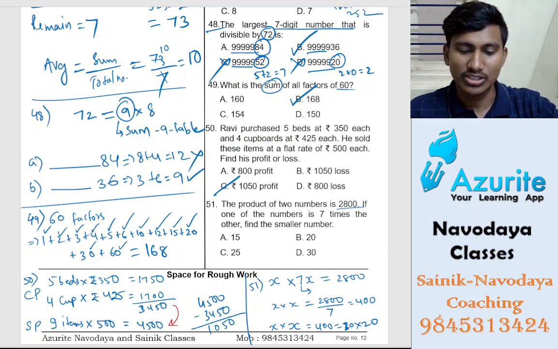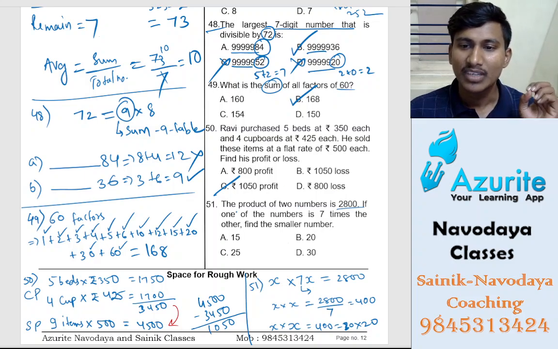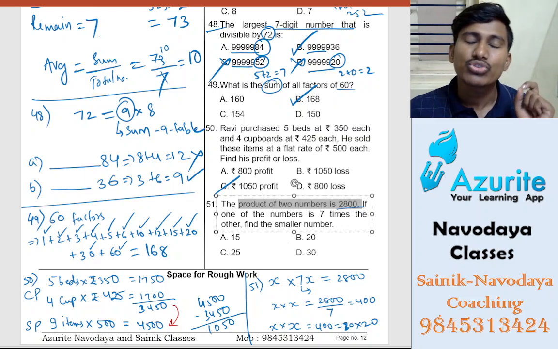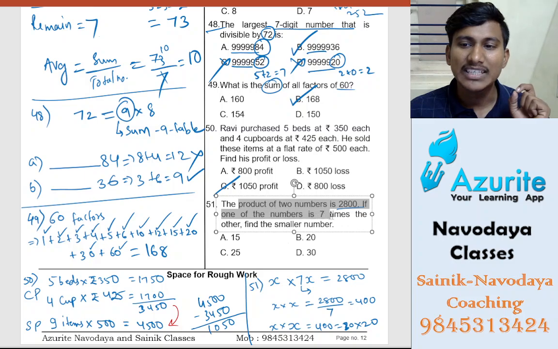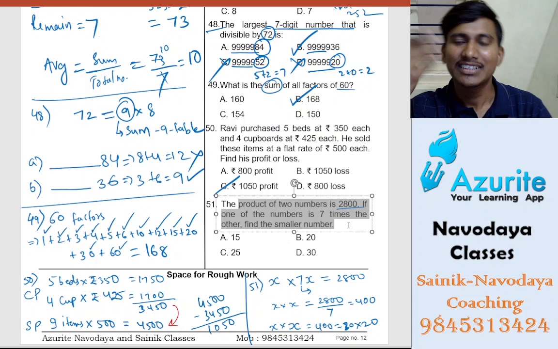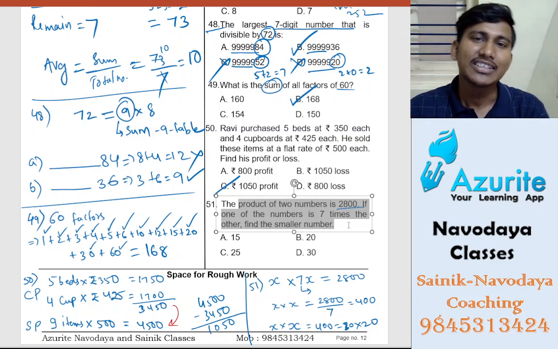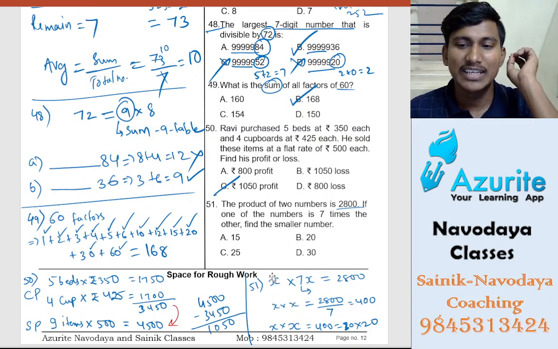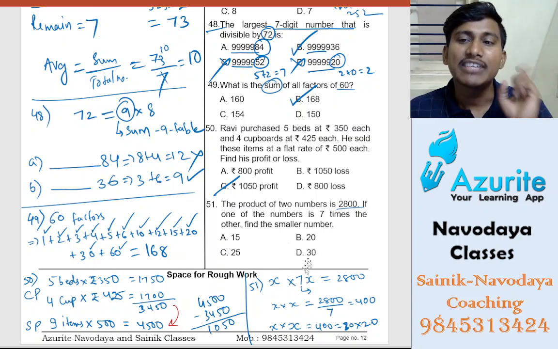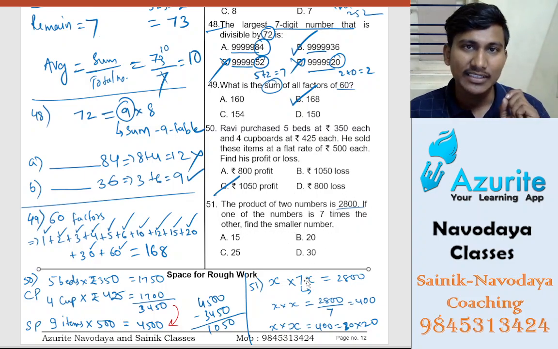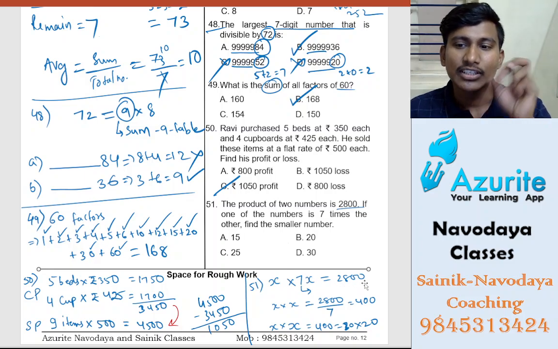If you see the next question, students, what is the question here? They are telling that the product of two numbers is 2800. If one of the numbers is 7 times the other, find the smaller number. You can do it in two ways. You can go with options and find the answer, or you can do it with this method. If you take one number as x, the other number is 7 times, so 7x. Okay. So if you multiply these two numbers, it should be 2800.